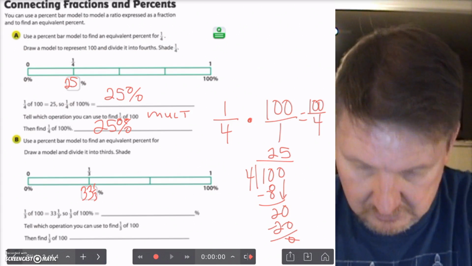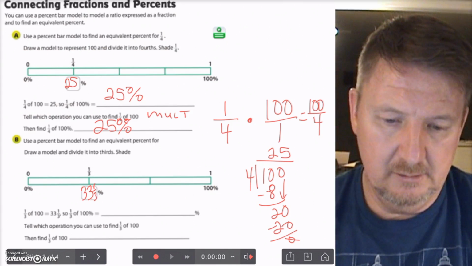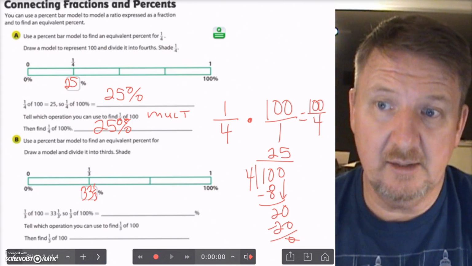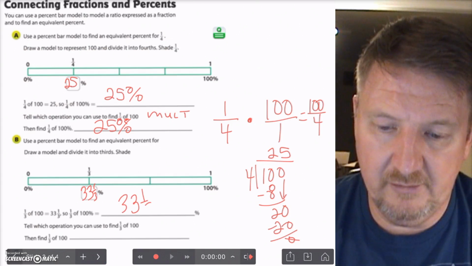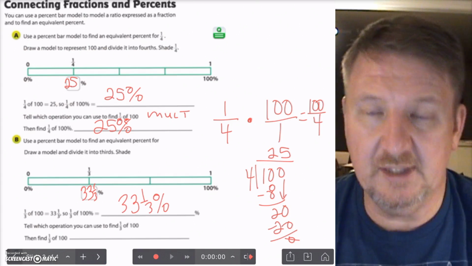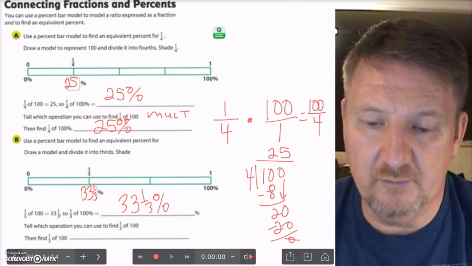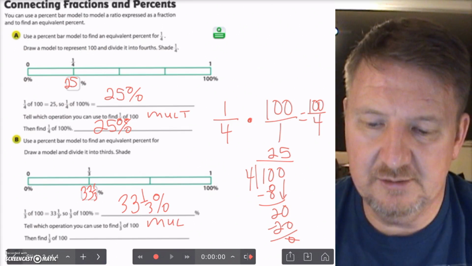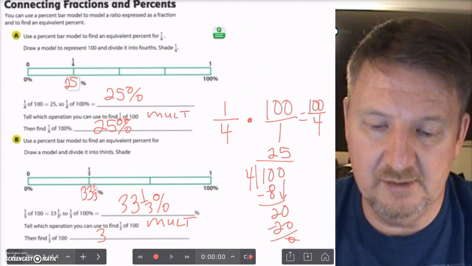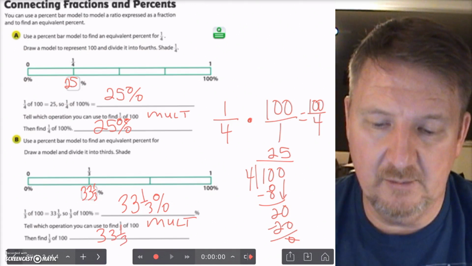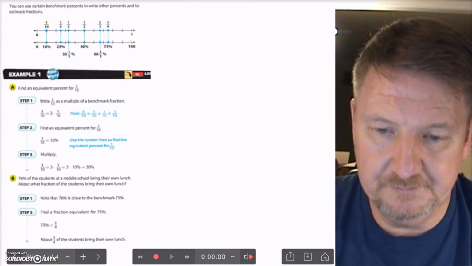Okay, let's write that in there. Oops, dropped it again. Hold on, don't go anywhere. My pen keeps acting up. All right, 33 1/3%. It says tell which operation you can use to find 1/3 of 100. Same thing, multiplication. All right, then find 1/3 of 100, which would be 33 1/3. All right, let's move on.